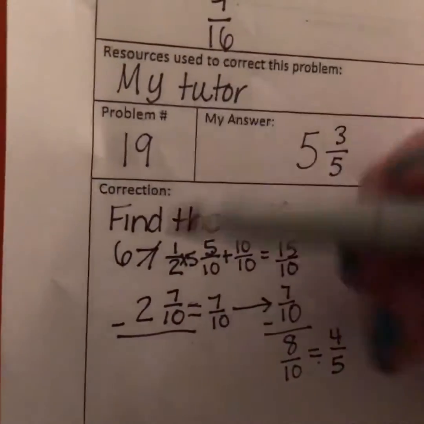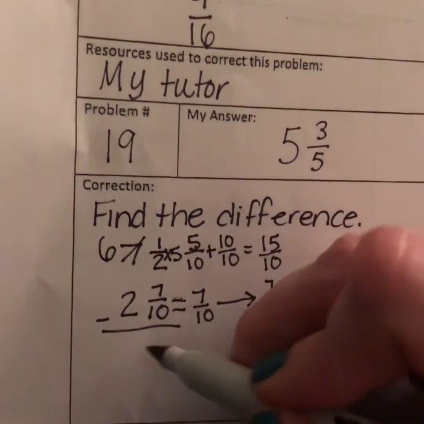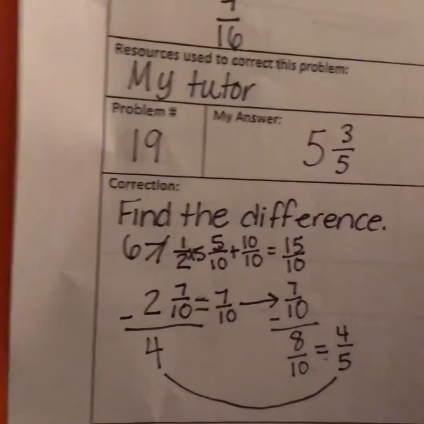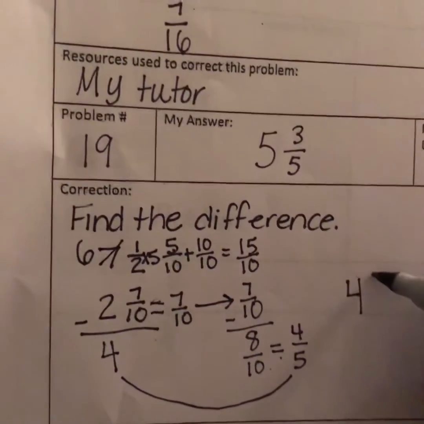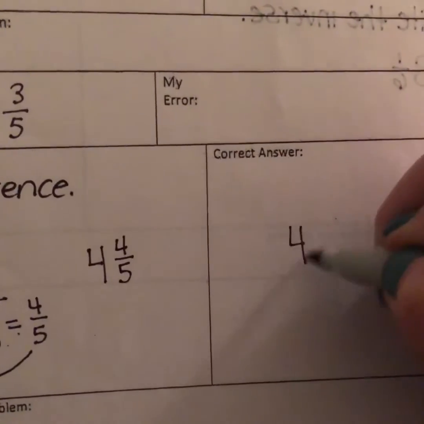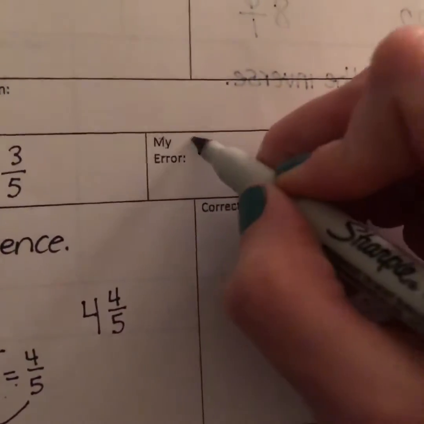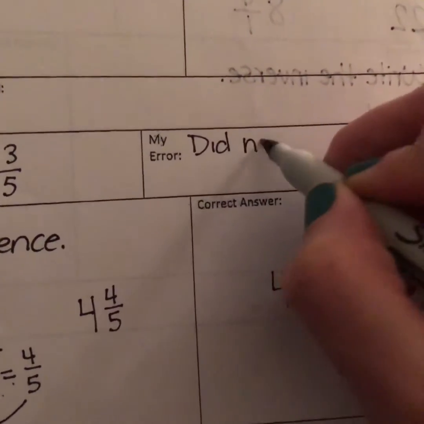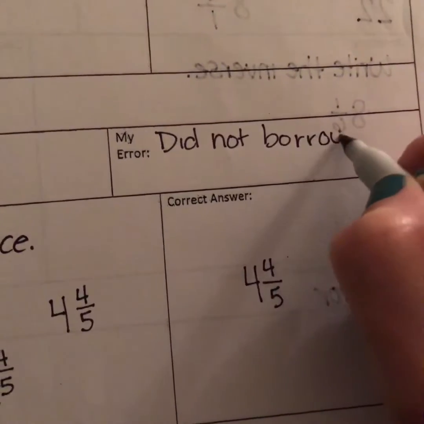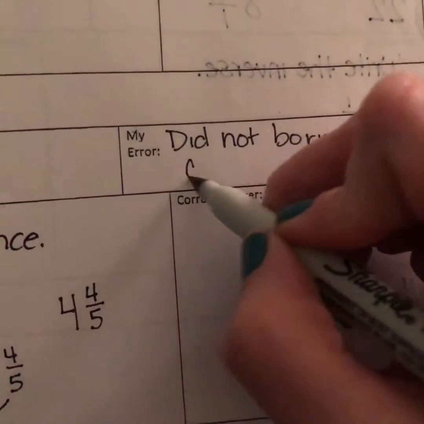Now go back to your whole number. 6 minus 2 is 4. So we want to put those together. So it is 4 and 4/5 is your answer. 4 and 4/5. So the error here was did not borrow correctly.